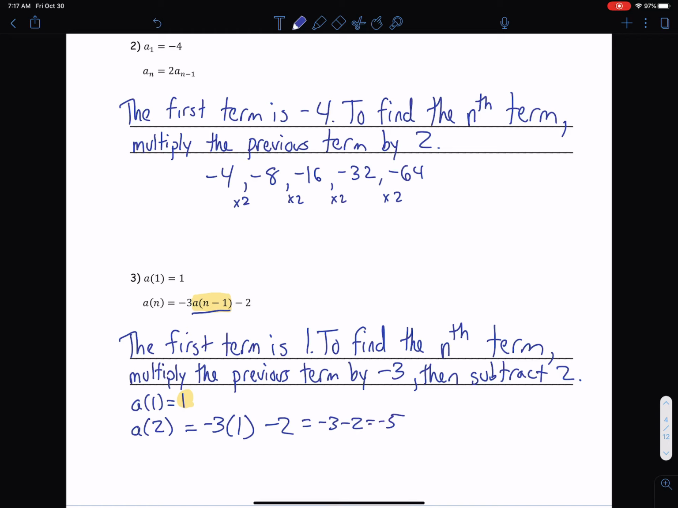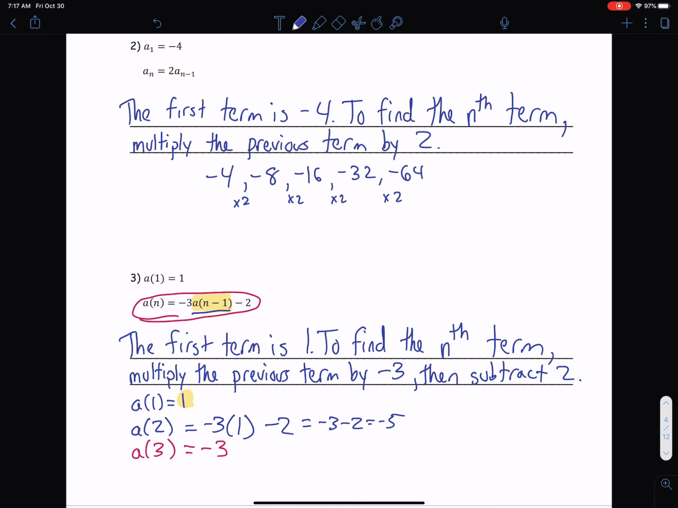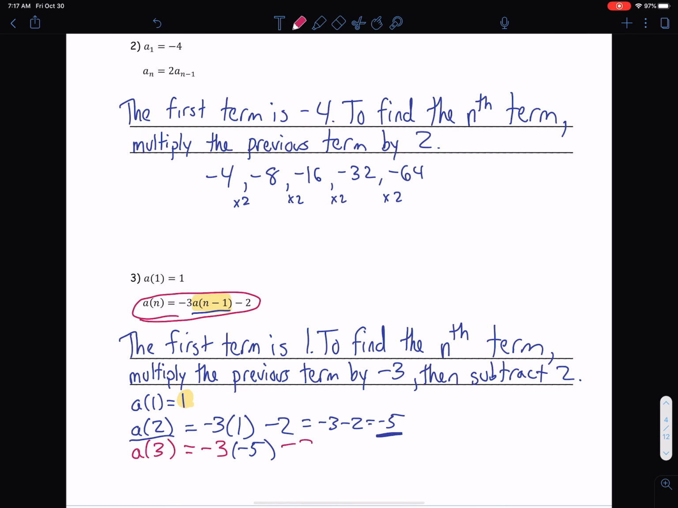Do the same thing for the next step. The third term, a of 3, we use the same equation, negative 3 times the previous term. And our previous term is negative 5, because if we're the third term, our previous term is the second term. So we plug in our second term, which is negative 5. Continue with our equation, minus 2. You would get 15, because negative 3 times negative 5 is positive 15, minus 2, which is 13.